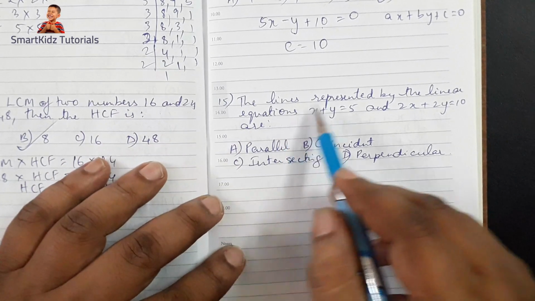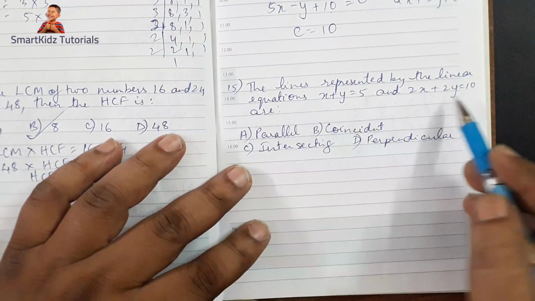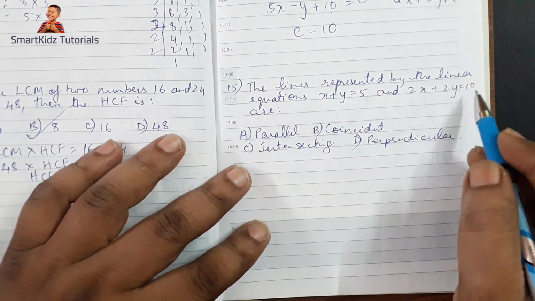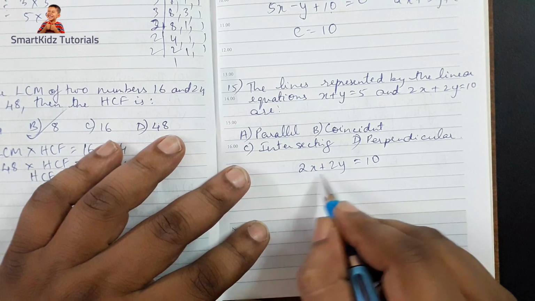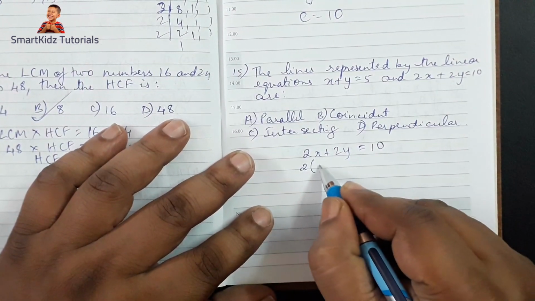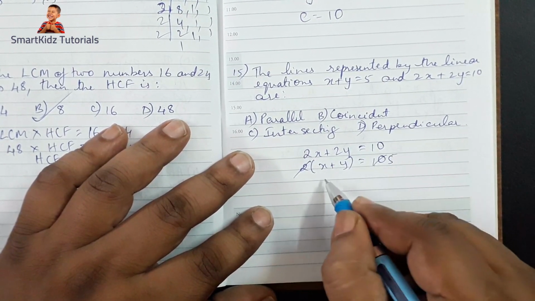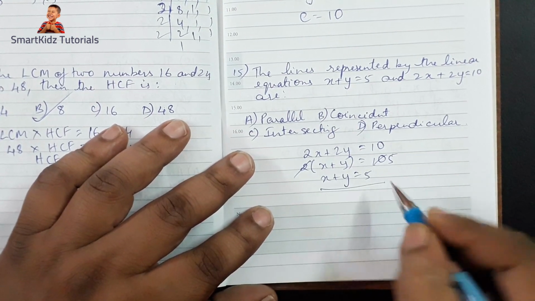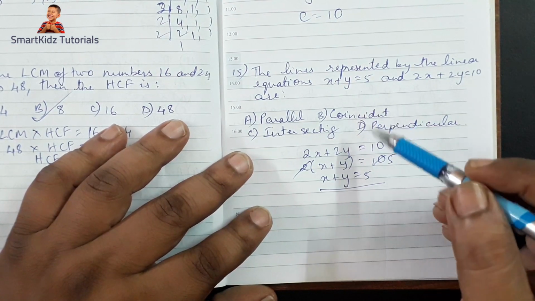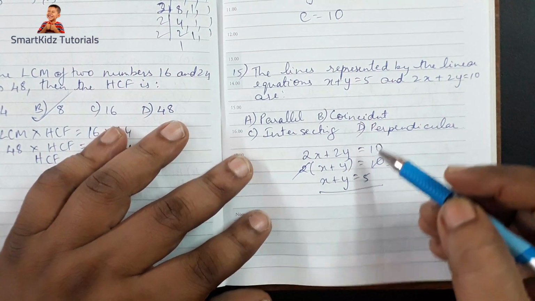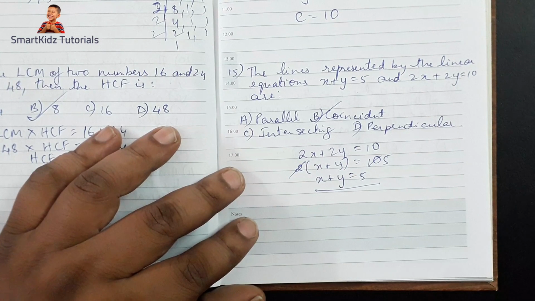Next, the lines represented by the linear equations x plus y equal to 5 and 2x plus 2y equal to 10 are this. I'm just going to take this separately and show you something. 2x plus 2y equal to 10. If we take 2 common between the two, take the 2 out, we are left with x plus y equal to 10. This will cancel, 2 on the 2, 2 5s are 10, and we are left with x plus y equal to 5. Now this is same as the first equation, which obviously means that the lines are the same or they are coincident to each other. Okay, so which means B is the correct option.